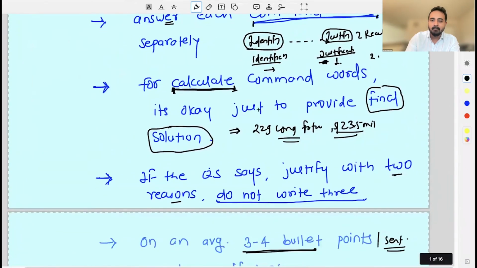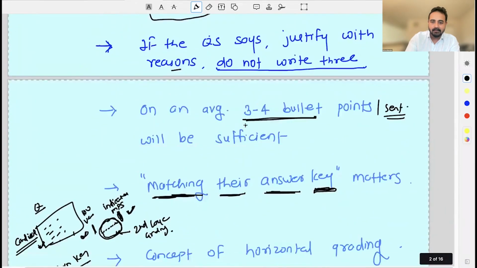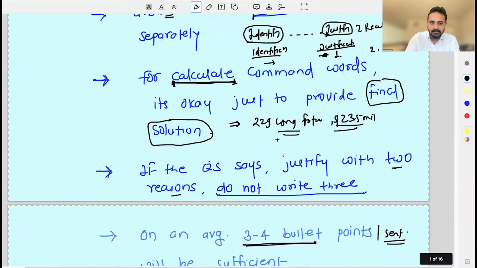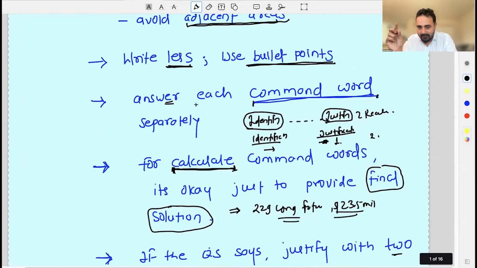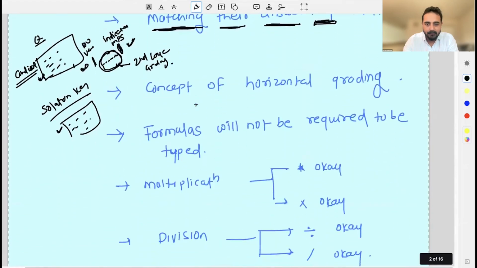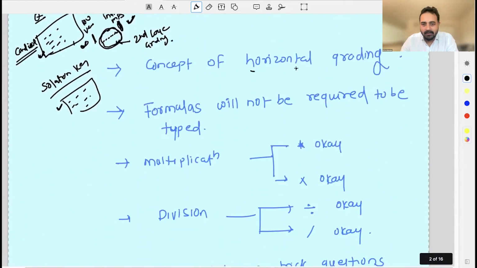Try to answer each command word separately. So justification, bullet points; identification, bullet points. That will help. Next one, I think I've already discussed this: horizontal grading, where every grader will evaluate only one answer, but across the candidates.